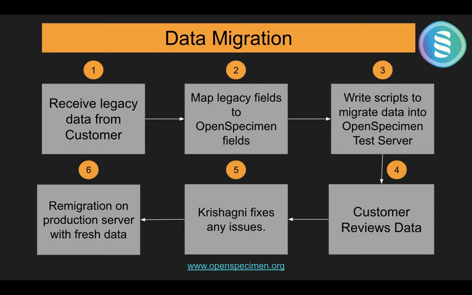Now there are around 6 steps for this legacy data migration process. So first is receive legacy data from customer. So this is where the ball starts rolling. We will map your legacy fields to OpenSpecimen fields. Based on our understanding, we will write ETL scripts and migrate data to the OpenSpecimen test server.